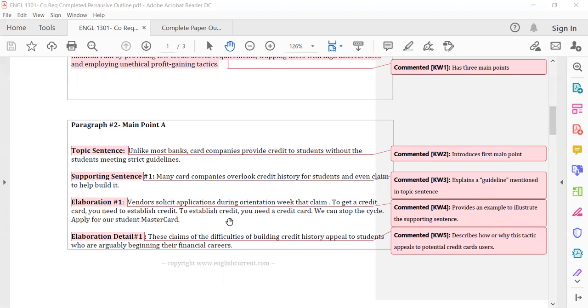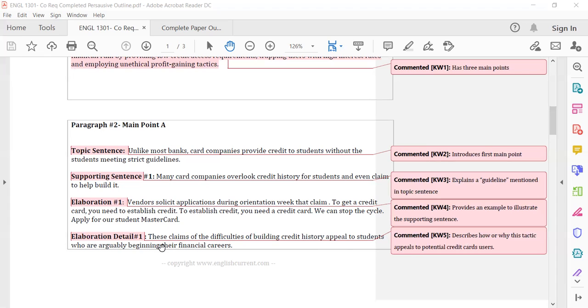So I gave you an example to illustrate what I mean by them overlooking the credit history, which again goes back to the students not having to meet any strict guidelines. Last but not least, on this same topic is my elaboration detail. In my elaboration detail, I'm going to describe how or why this tactic appeals to potential credit card users. So basically, how does this work?